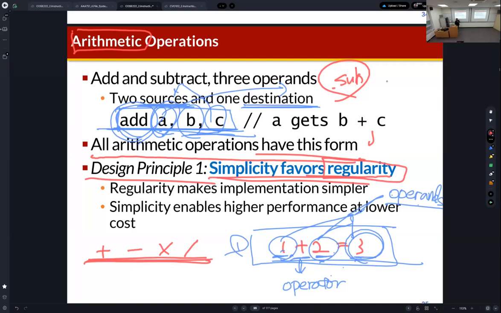And simpler hardware is caused by a simple instruction format. In order to build a simple instruction format, we need to set regular instruction forms. That's why simplicity favors regularity.